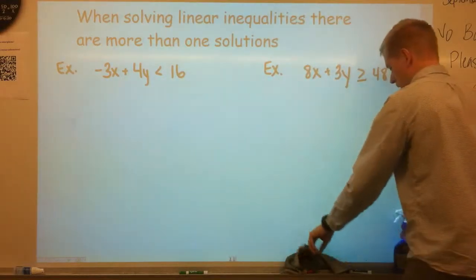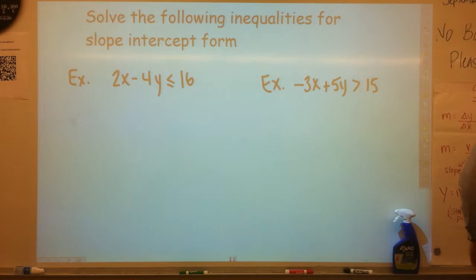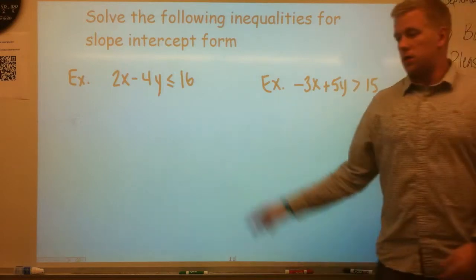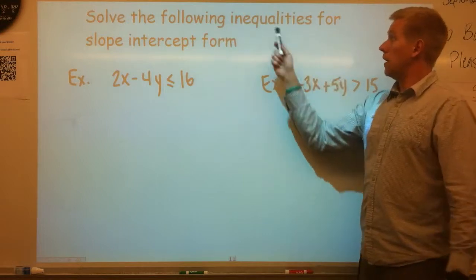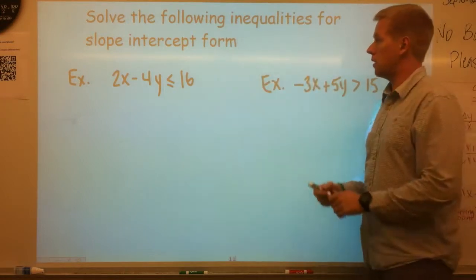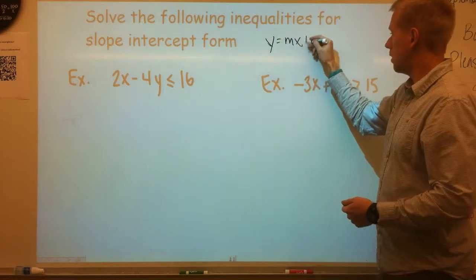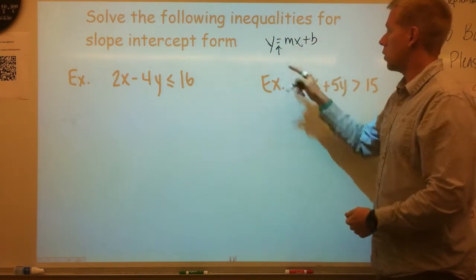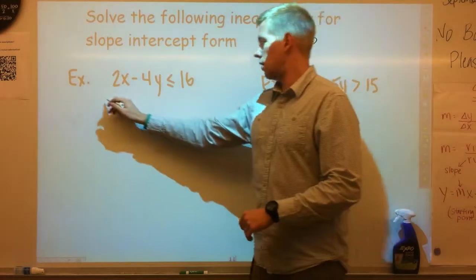The next slide we have, we are going to be solving these for slope-intercept form. So they said solve the following inequalities for slope-intercept form. And again, slope-intercept of the equations is y equals mx plus b. We no longer have that equal sign. We're going to replace it with an inequality. Same thing here. This is going to help me graph.